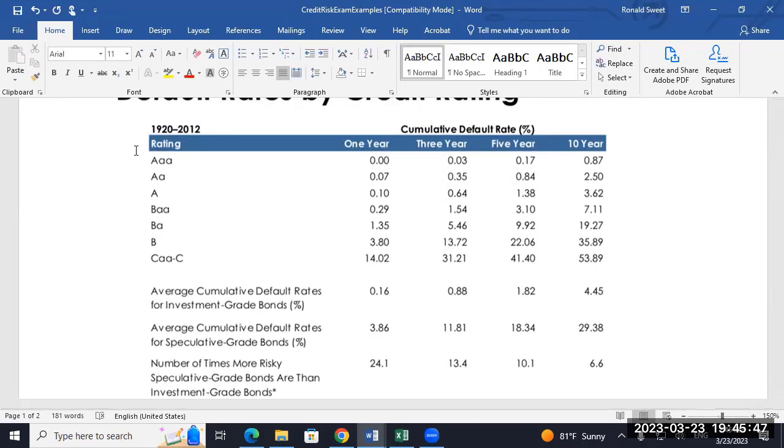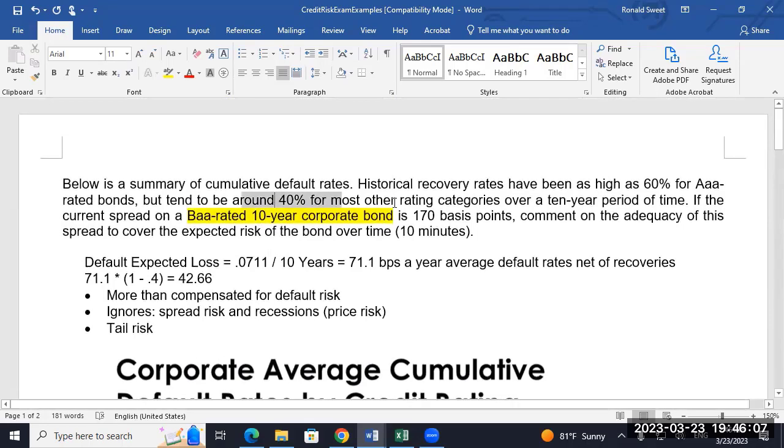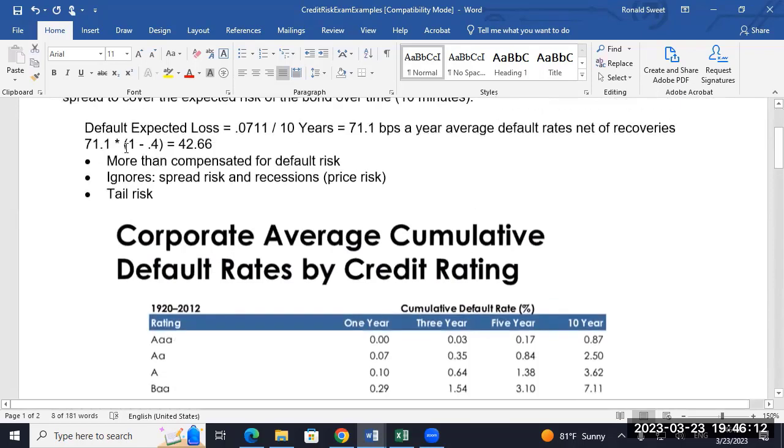Now, I need to update this. Updated it. This is the kind of thing I would carry in my wallet. I want to know AAA's default is about 1% over 10 years. Double A is about 2.5%. Well, up here it says 40% are going to recover, which means 60% is going to be lost. So you'll get 40% of your money back. So how much will you lose? You won't lose 71. You only lose 43.